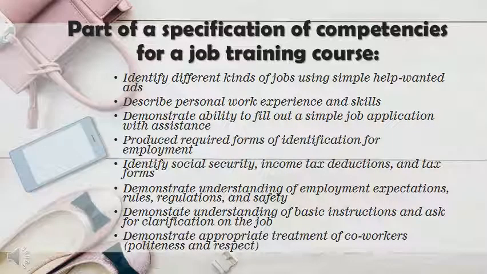Part of a specification of competencies for a job training course. The student will be able to identify different kinds of jobs using simple help wanted ads, describe personal work experience and skills, demonstrate ability to fill out a simple job application with assistance, produce required forms of identification for employment, identify social security, income tax deduction, and tax forms. Demonstrate understanding of employment expectations, rules, regulations, and safety. Demonstrate understanding of basic instructions and ask for clarification on the job. Demonstrate appropriate treatment of co-workers.